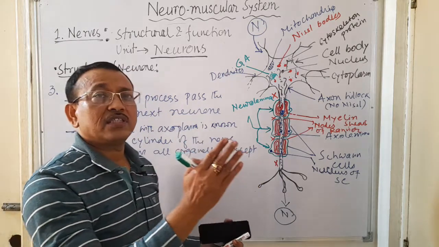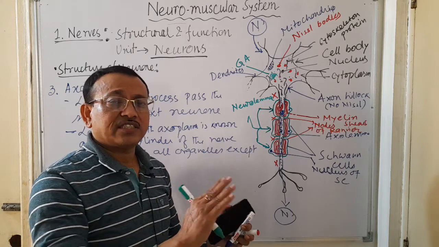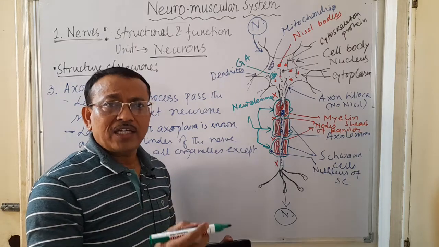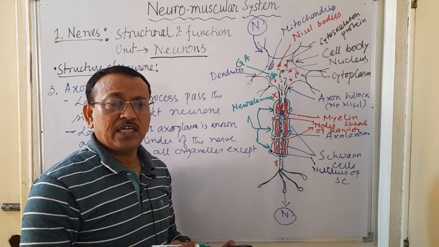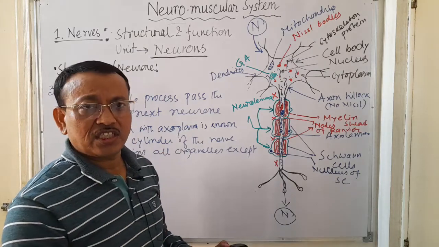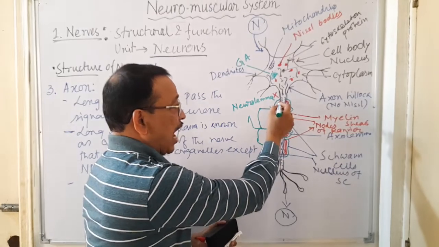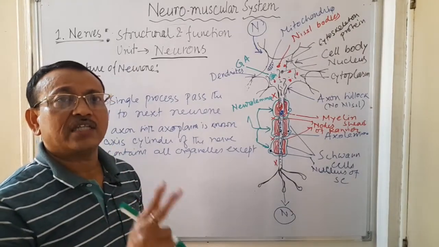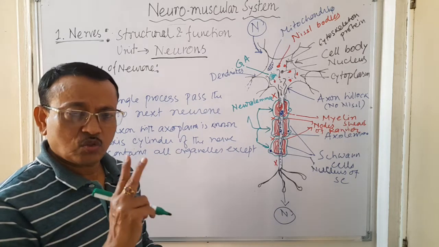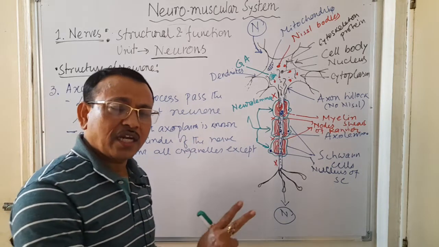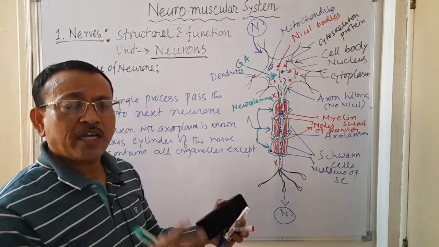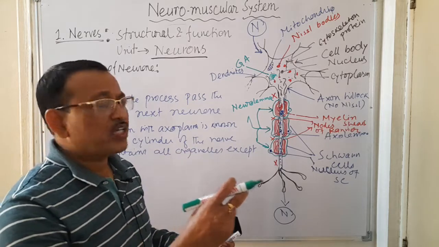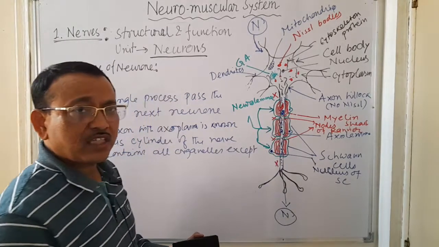But in some other fibers which don't contain this myelin sheath, known as non-myelinated or unmyelinated neurons, there is no myelin sheath, but they have the axolemma along with the neurolemma. That means the axolemma and the neurolemma are a must. These two layers are a must. In myelinated nerve fibers, besides these two, in between there is an additional thick layer, which is known as the myelin sheath.